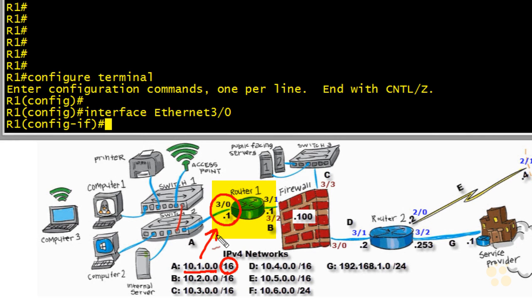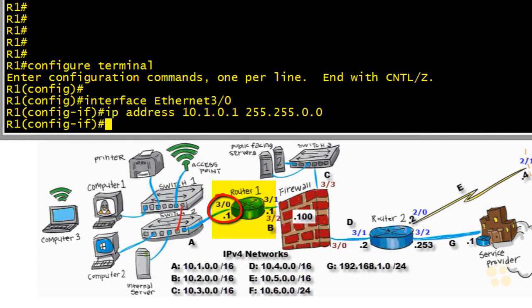What we're going to do is type in the command ip address, then the IP address, a space, and then the mask in dotted decimal. So here in interface configuration mode, that would look like this: ip address 10.1.0.1 255.255.0.0, which represents that the first 16 bits of the IP address are being used for the network, and the last two octets, the last two numbers, are being used for host addressing.